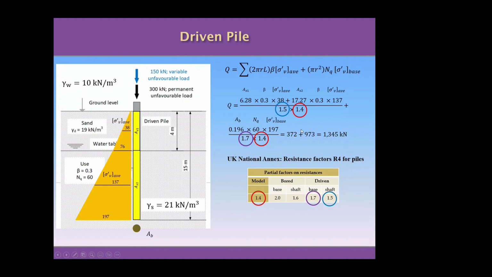If we have a bored pile, instead of having this 1.7 and 1.5, we're going to use in here, instead of 1.7, a 2, and instead of 1.5, we're going to have 1.6. But in this case, we are using this number because this is a driven pile. So once you have calculated the capacity of the pile, you see in here it split into the capacity because of the friction and capacity because of the bearing capacity. You have a number in here in kilonewton, 1,345 kilonewtons. So you can compare now the capacity with the design load you have, and in this case, it's a good condition.